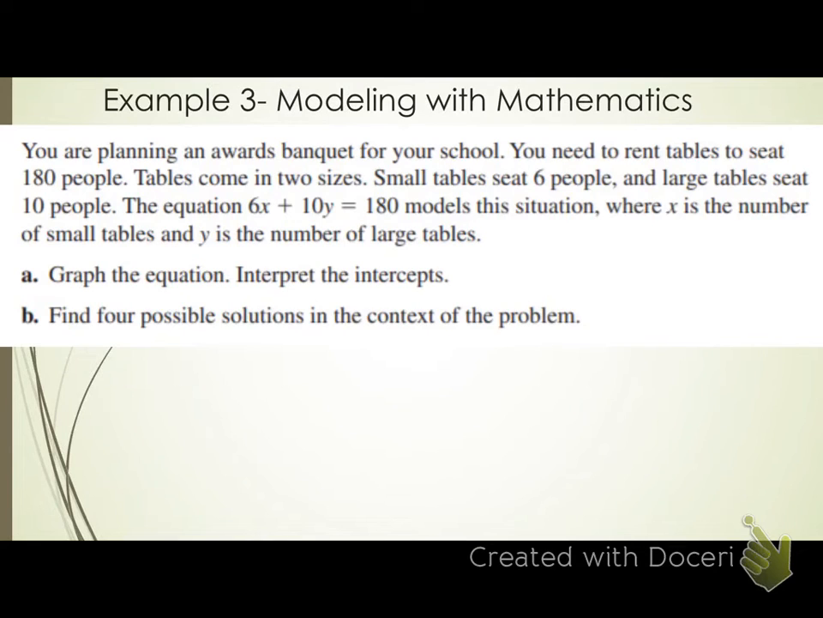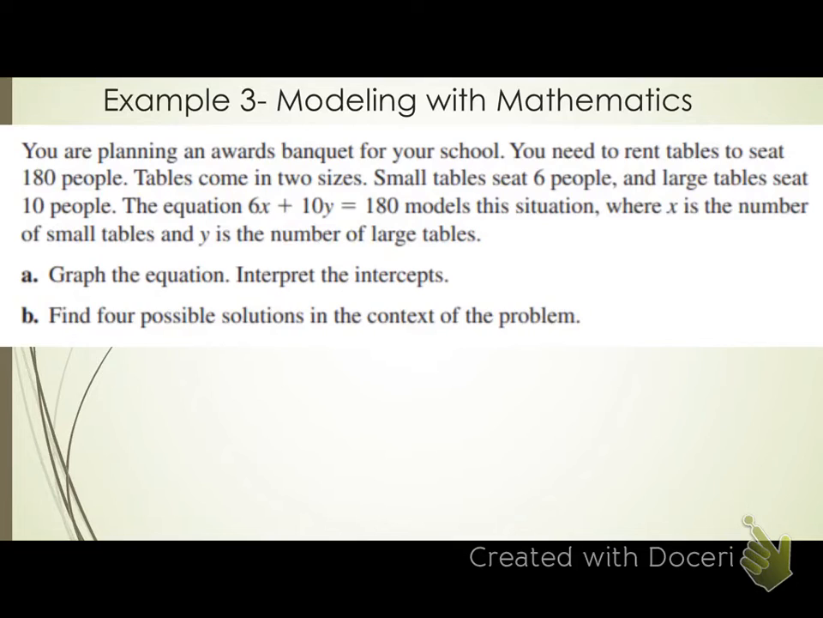Can I move on? Here we go. Word problem. You are planning an awards banquet for your school. You need to rent tables to seat 180 people. Tables come in 2 sizes. Small tables seat 6 people, and large tables seat 10 people. The equation 6x plus 10y equals 180 models this situation, where x is the number of small tables and y is the number of large tables. Letter A says graph the equation and interpret the intercepts. Letter B says find 4 possible solutions in the context of the problem.